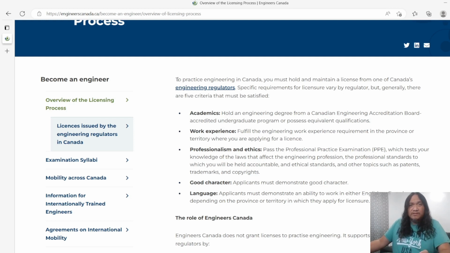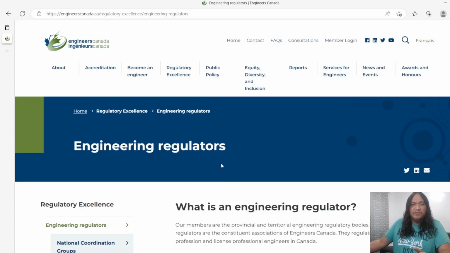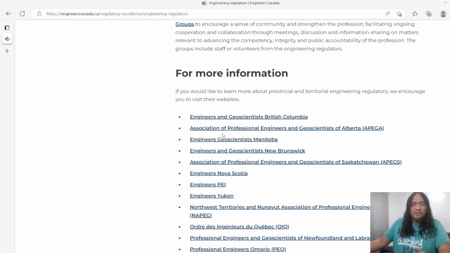So unlike in the Philippines, where there's only one regulating body, which is the Professional Regulation Commission, or the PRC, here each province has its own regulating body. So, for example, I'm in Alberta, so I applied to the Association of Professional Engineers and Geoscientists of Alberta. Geoscientist is basically the geologist or geophysicist.